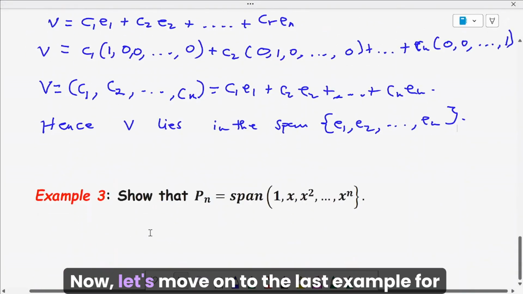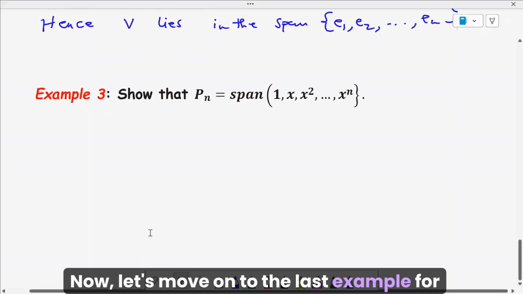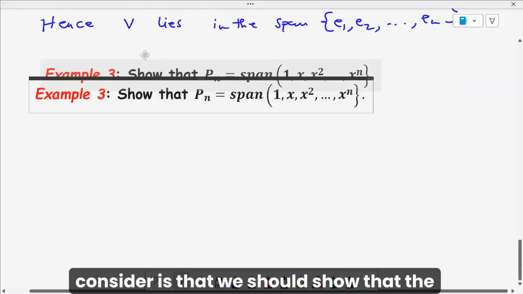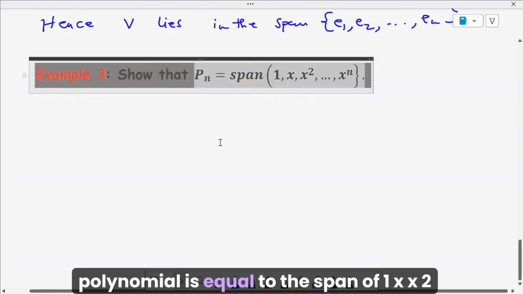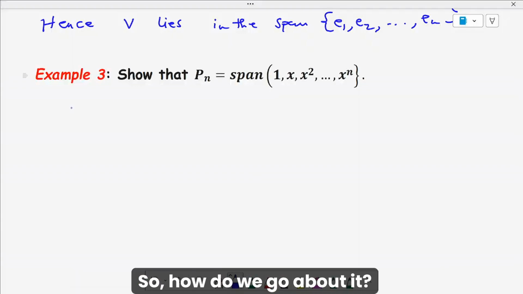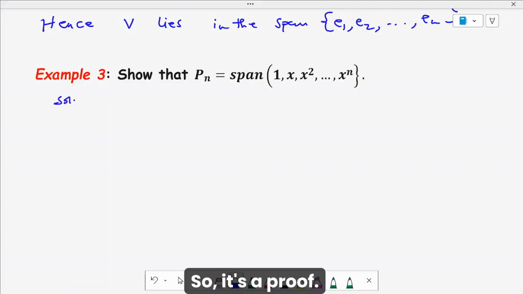All right, now let's move on to the last example for this session. The last example we are going to consider is that we should show that the polynomial space Pn is equal to the span of 1, x, x squared up to xn. So how do we go about it? It's a proof, so we have to show it.